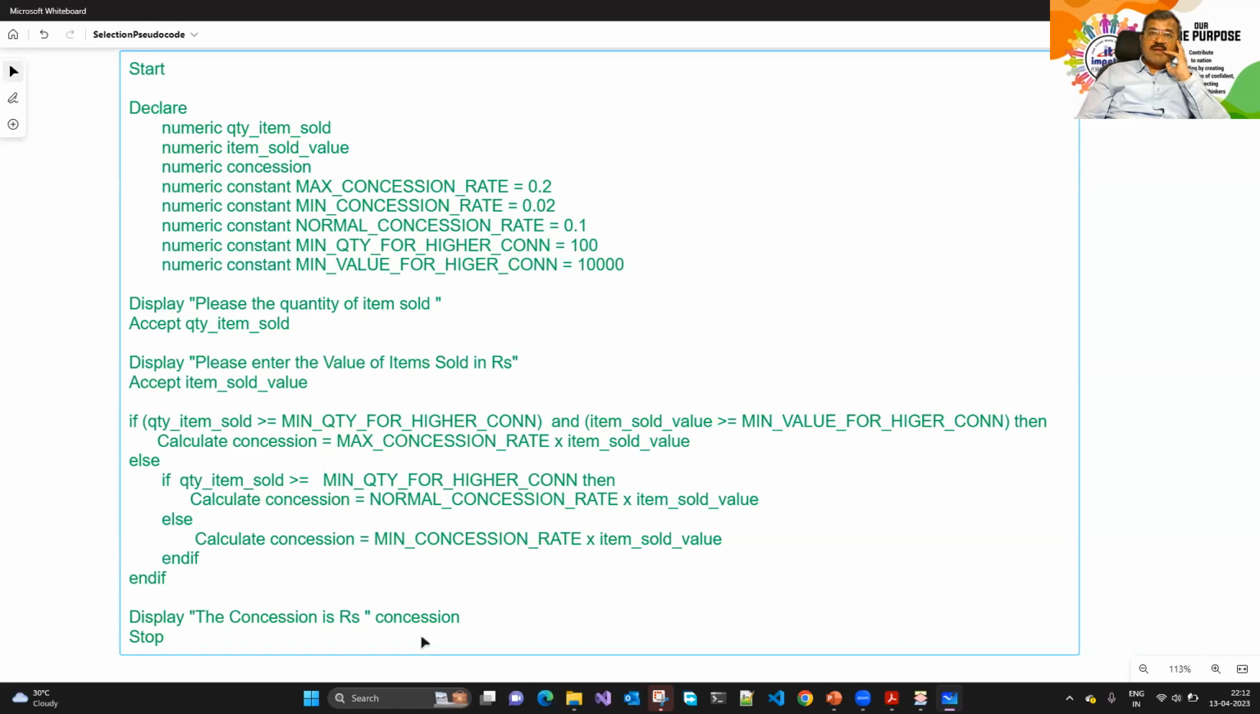Think very carefully and tell me whether all the scenarios have been taken care of or not.